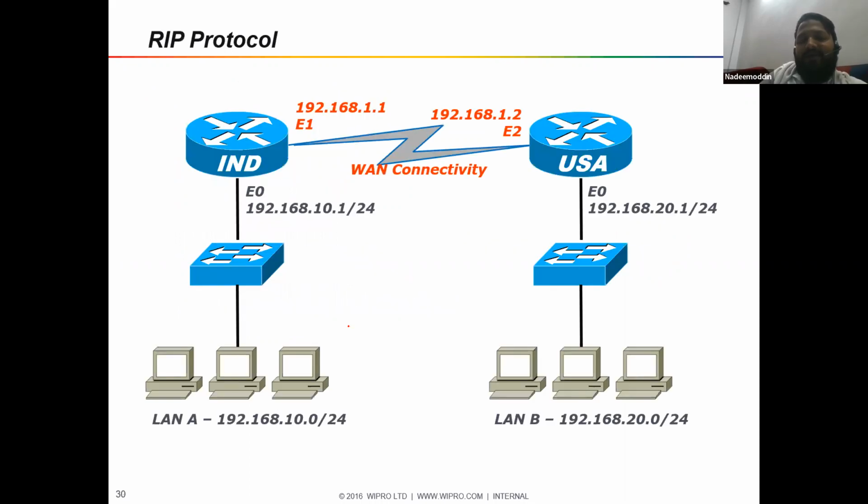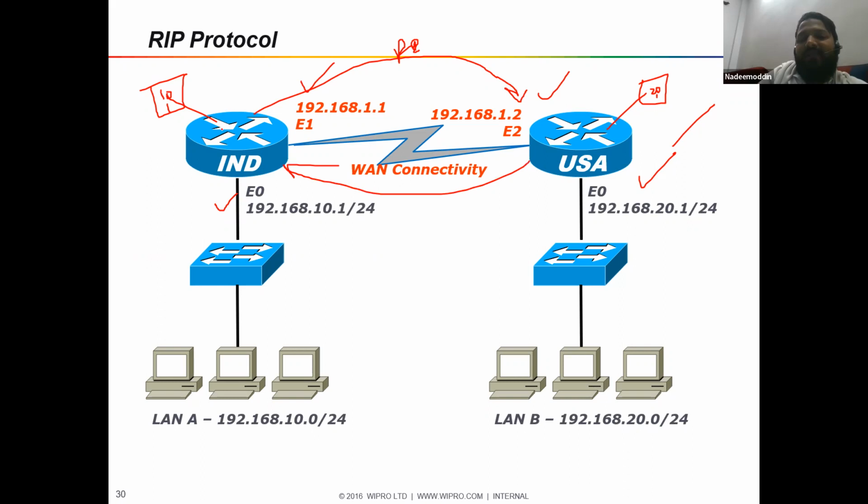See, this is the diagram. What you need to do here is just advertise your network here. That's it. By using the RIP protocol, what will happen? Let's say the India router has this routing table currently, and the USA router has its own routing table. By default, the India router knows about the 10 network and the 1 network. The USA router knows about the 20 network and the 1 network. Once RIP is configured on both sides, they will exchange the routing table with each other.